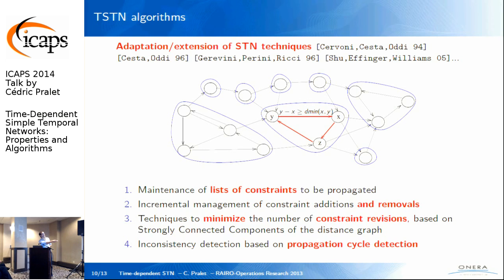For instance, here, if the minimum value of y has an influence on the minimum value of x, and if the minimum value of x has an influence on the minimum value of z, and if the minimum value of z has an influence over the minimum value of y, we obtain a propagation cycle. And in standard STN, we are guaranteed that when there is such a cycle, the STN is inconsistent.